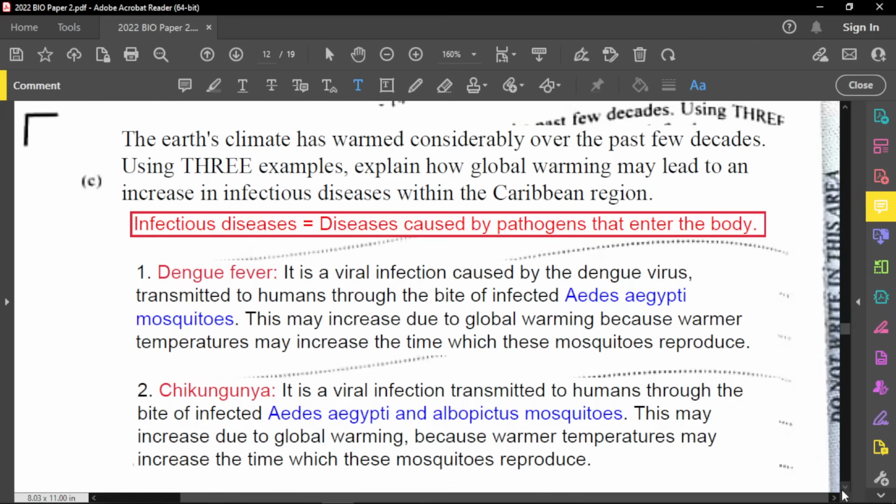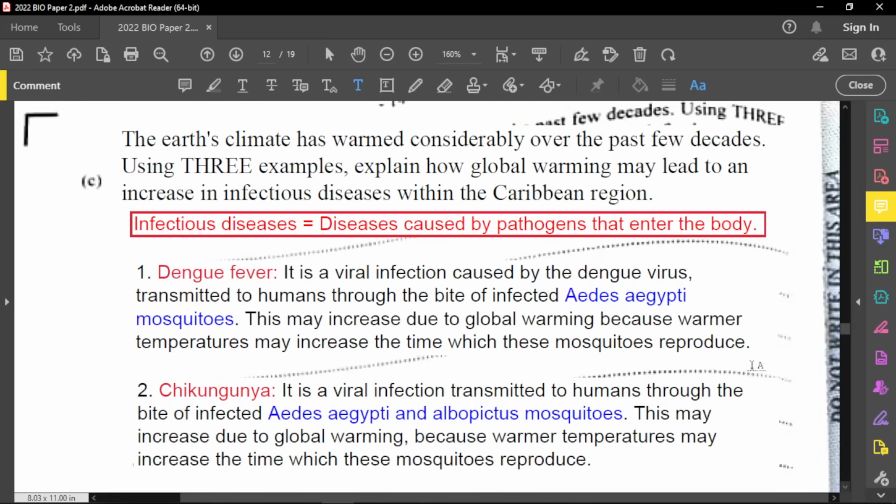But just to give you a brief overview of the entire examples, I just put some extra notes in. All right, so for dengue fever, which is a viral infection caused by the dengue virus, it's transmitted to humans through the bite of infected Aedes aegypti mosquitoes. It said this may increase due to global warming, because warmer temperatures may increase the time in which these mosquitoes reproduce. They have longer reproduction periods, all right?